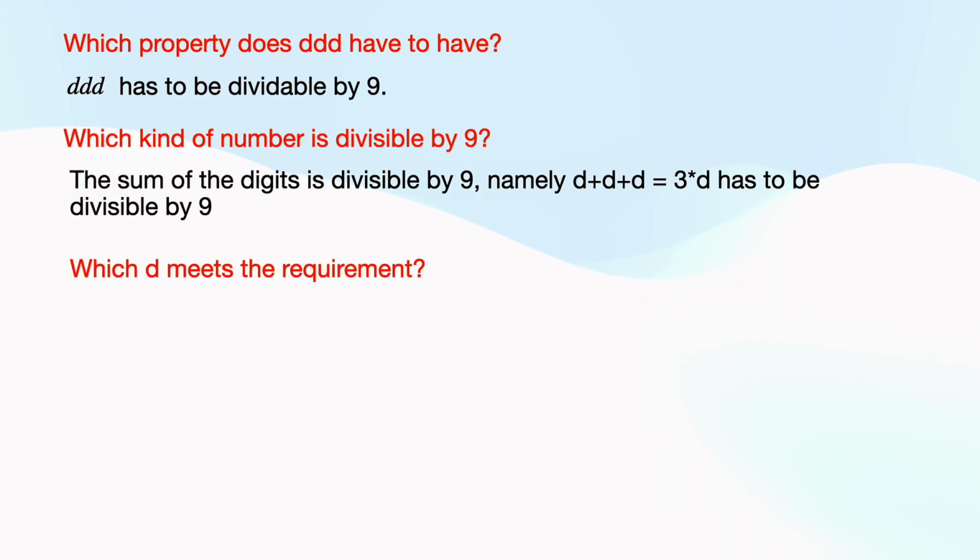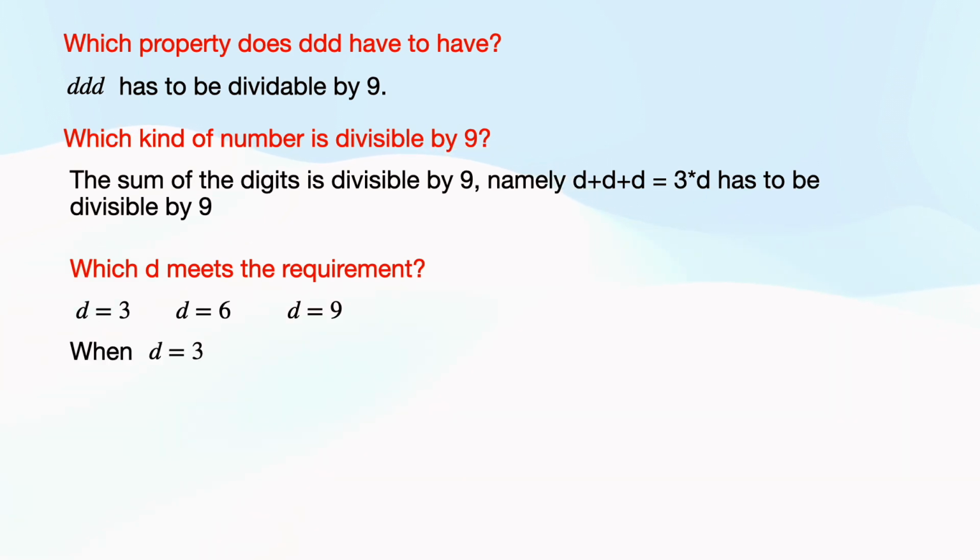Which kind of d meets the requirements? When d is equal to 3, for example, 3 times 3 is 9, it's divisible by 9. Or when d is equal to 6, 3 times 6 is 18, it's also divisible by 9. Or d is equal to 9, also divisible by 9. Now, let's look at each case.